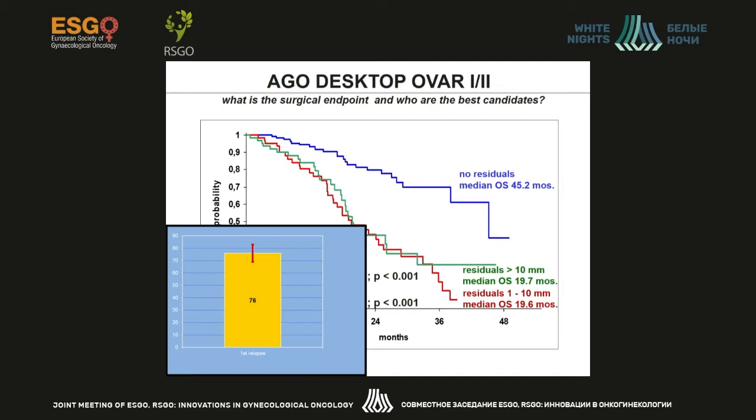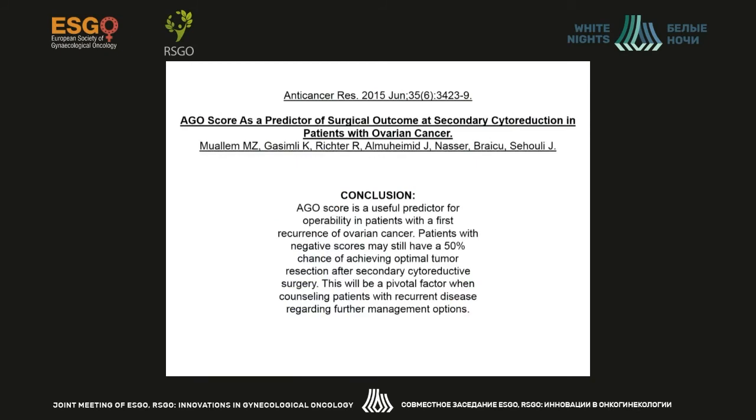But if you have a negative AGO score, in trained centers such as our center or many of the faculty, in every second woman, despite a negative AGO score, we can do a complete resection. So that's the key point, because only patients who have complete resection will benefit in terms of long-term survival from surgery.